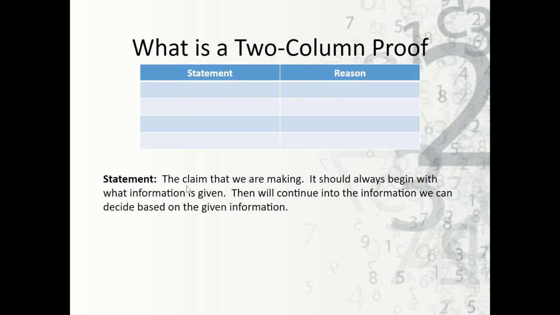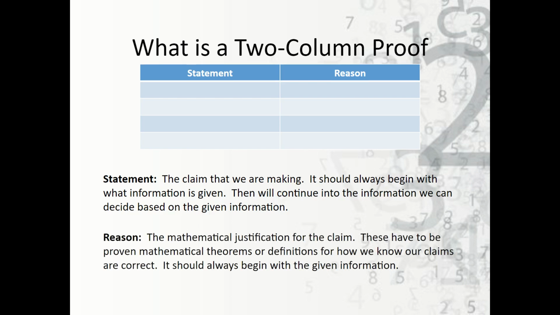The statement is the claim that we are making. It should always begin with whatever information is given. Then we will continue into the information that we decide based on the given information. So statement is basically what we know. The reason is a mathematical justification for the claim. These have to be proven mathematical theorems or definitions that we know to be true. So we can't just say it's true because we say it is, or because we think it is, or something like that. It has to be a proven theorem or definition that allows us to state that that is the case.